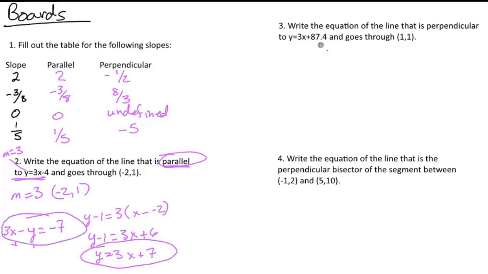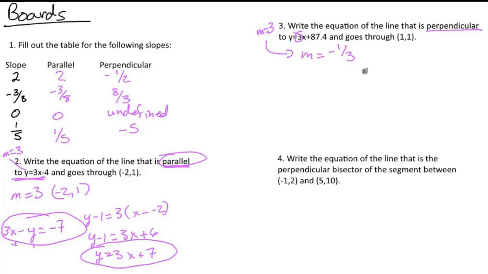But it will look like that or like that one. Either way. All right. Write an equation of the line that is perpendicular this time to this, y equals 3x plus 87.4, and goes through that point. Well, what's this slope? Slope is 3. We don't want that slope. We want the perpendicular slope. So the one we actually want is slope -1/3.